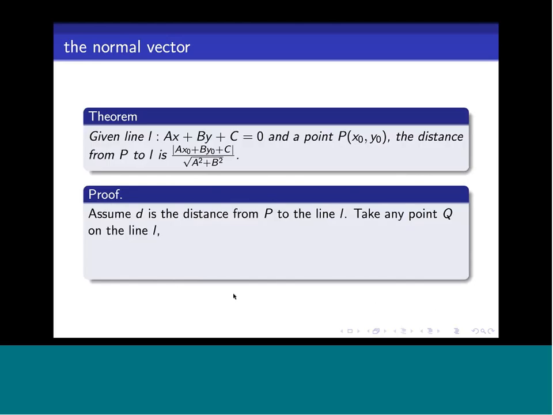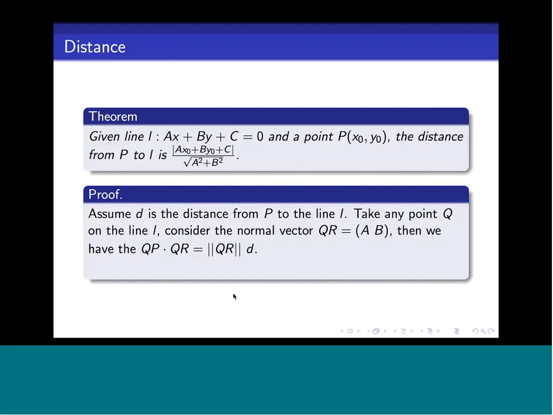Okay. So, that's why. Let me just see the formal written way. Assume the distance from P to the line L, where any point Q on the line has the normal vector QR along AB. Then we have the dot product of QP and QR equal to D. So just solve it, then get it. Same thing as I explained over there.